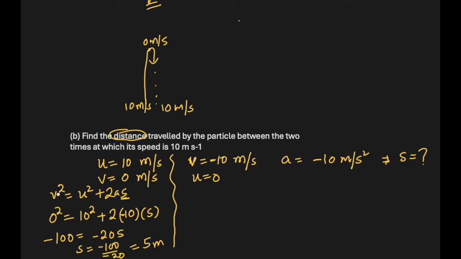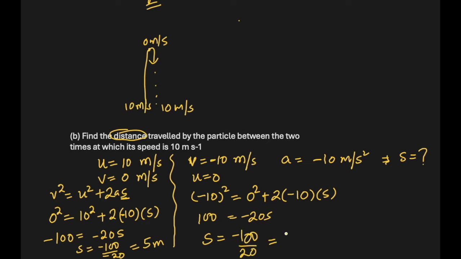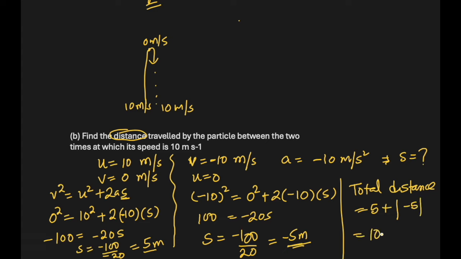So we'll use the same formula again. This time v is minus 10, and because it is squared we'll add minus 10 squared, so equal to 0 squared plus 2 times g, which is also downwards, so minus 10, and s. So 100 equal to minus 20s, and s is equal to minus 100 over 20. Again, see, we got 5 meters, negative 5 meters this time because it is downwards. So we will have to take the absolute value because we want distance. So total distance will be 5 plus absolute of negative 5, which is 10 meters, the distance traveled by this particle.